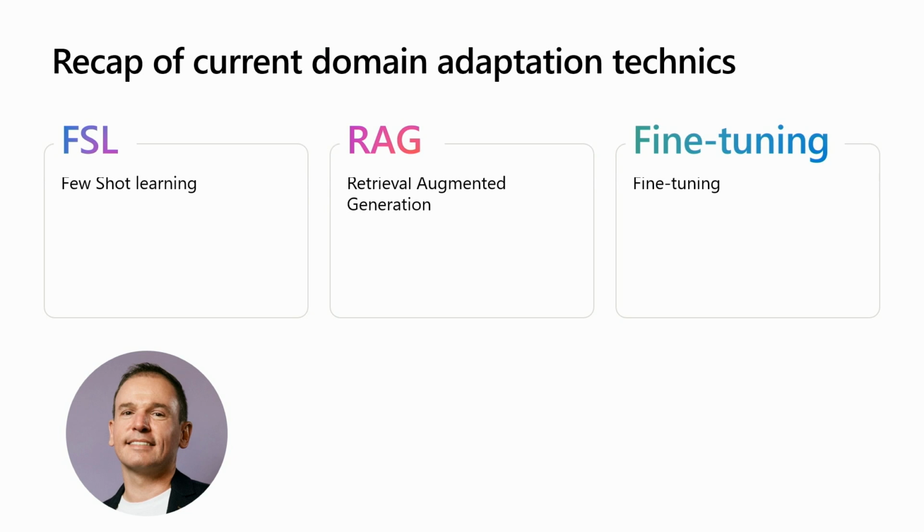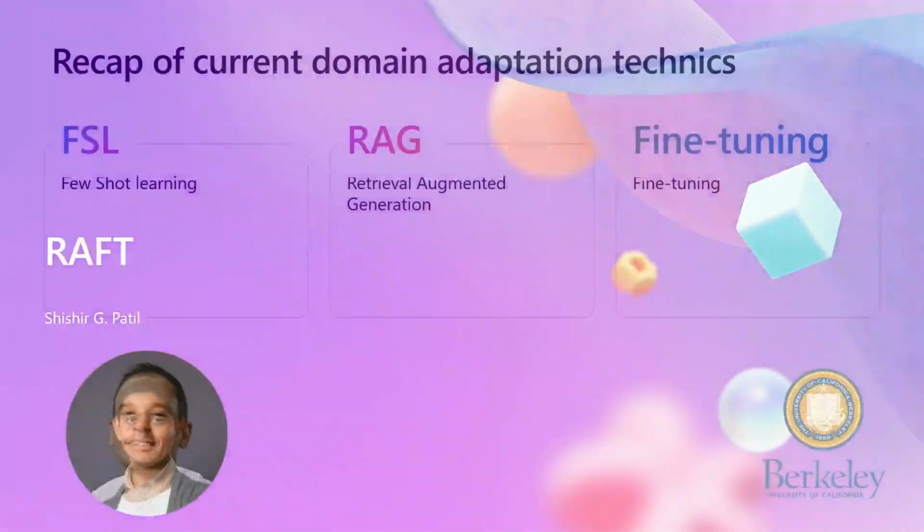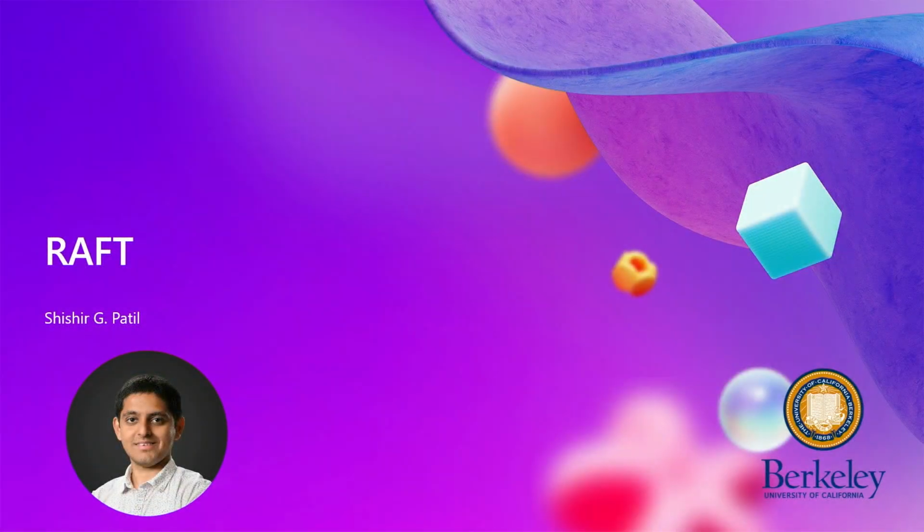So where do we go from there? Well, it happens that UC Berkeley's Skylab has published a paper recently called RAFT. And Shishir here, one of the authors of the paper, is here today to talk to us and explain to us how it works.